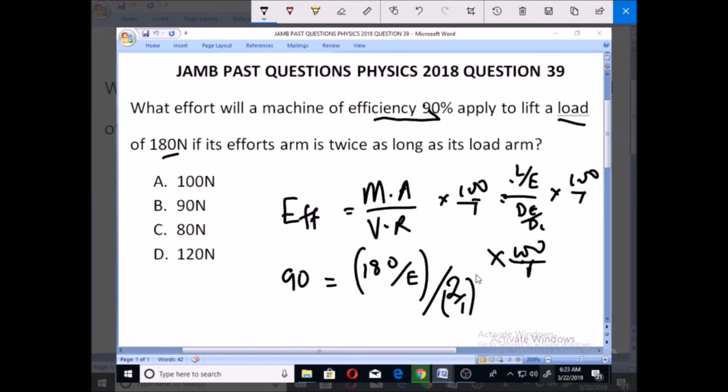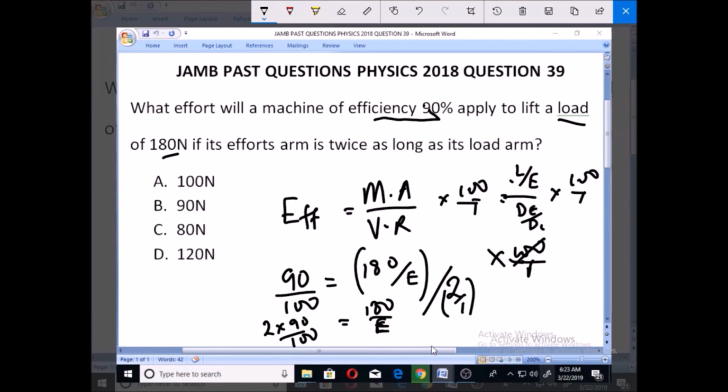So make your E the subject of the formula and the problem is solved. So if I take this 100 over to this place, I'll have 90 over 100, so that I will not have anything here again. So I'll try to make my E the subject, and if I take this 2 over 1 over to here, I'll have 2 times 90 all over 100 equal to 180 over E.